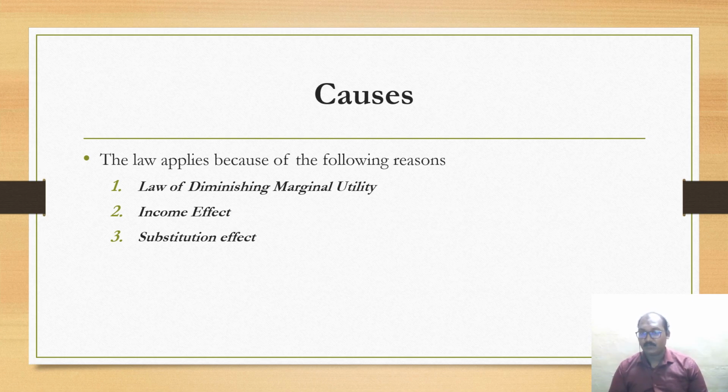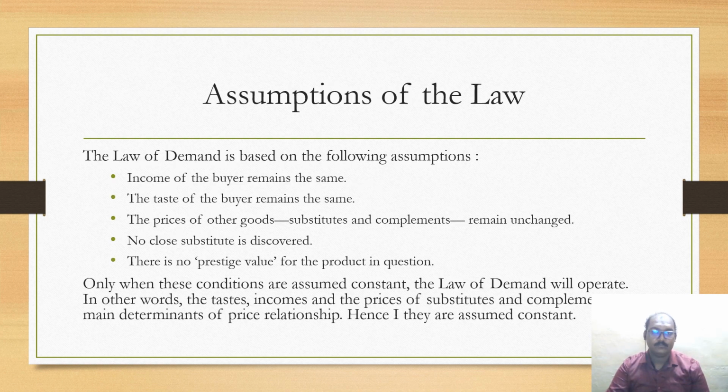Then the income effect: whenever the income of a person changes, the demand is automatically affected. And the substitution effect: if product A is there and product B is also there, if product A has a high price and product B has a relatively low price, then automatically product B will be more demanded.